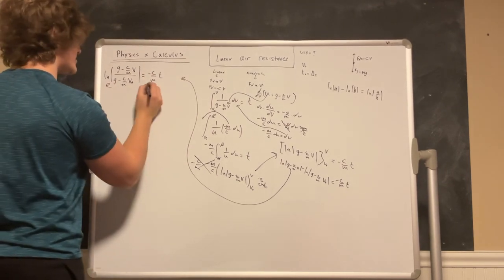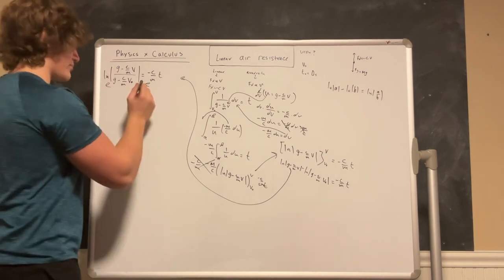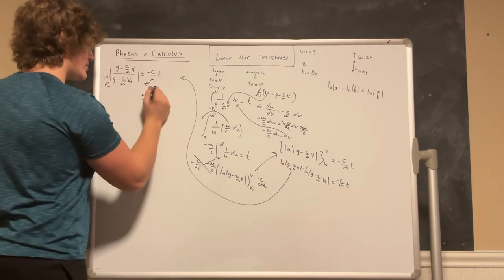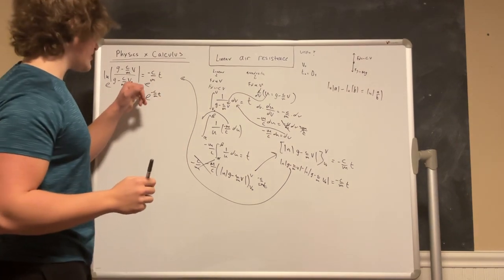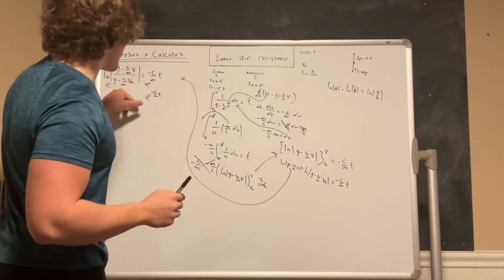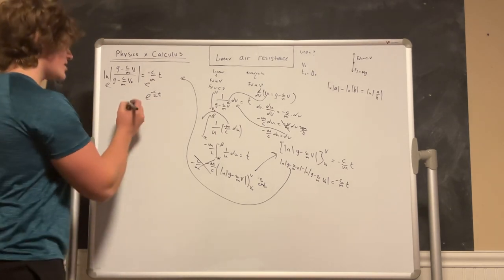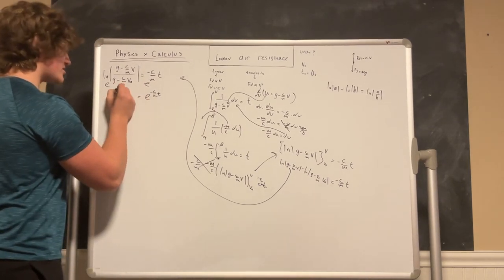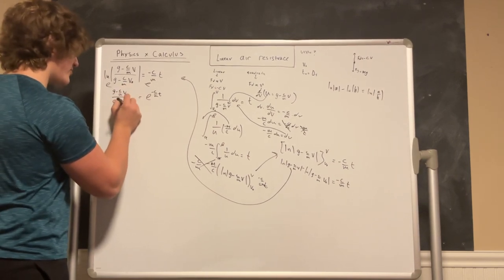Now raise both sides to the e. And since this is the absolute value, we would add a plus or minus, e to the negative c over m times t. But we will just use the plus value because of how we defined our directions. So e to the negative c over m times t is equal to g minus c over m v over g minus c over m v sub 0.